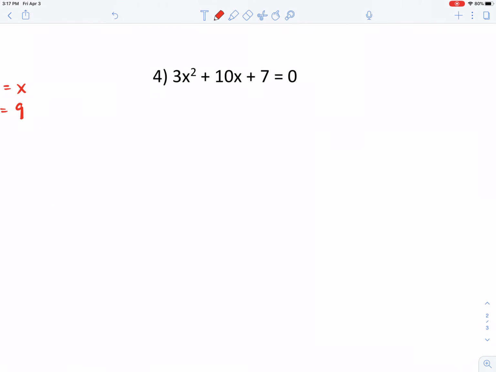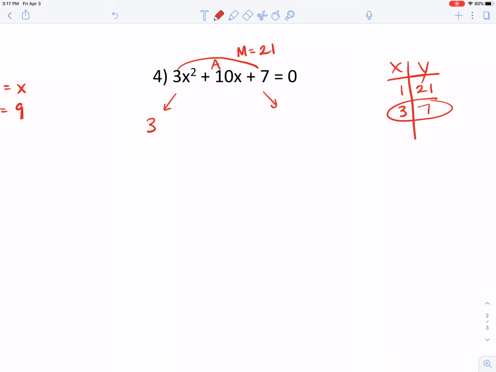I'm going to get the number I have to multiply by, doing the first times the last. The middle term it has to add to. Everything's positive, which makes it easier. What multiplies to 21? 1 times 21 and 3 times 7, which also adds to 10, 3 and 7. But this doesn't go straight to the factors. I'm going to bring down the 3x squared, bring down the plus 7 equals 0.